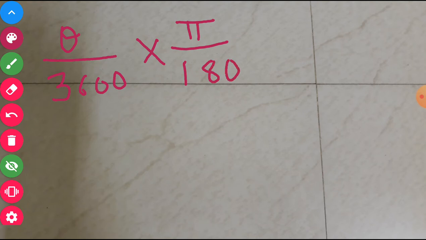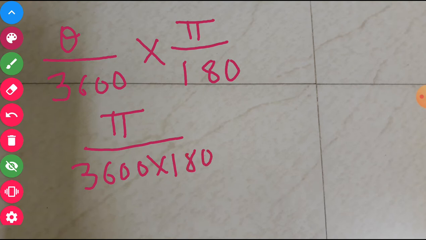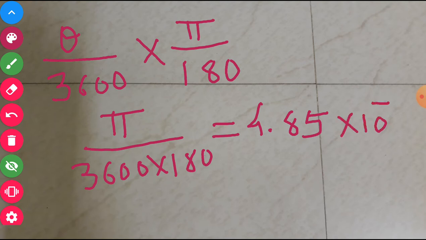Okay, so if you simplify this whole thing, which I have written here, that is pi upon 3600 into 180, then this will result in 4.85 into 10 to the power minus 6.